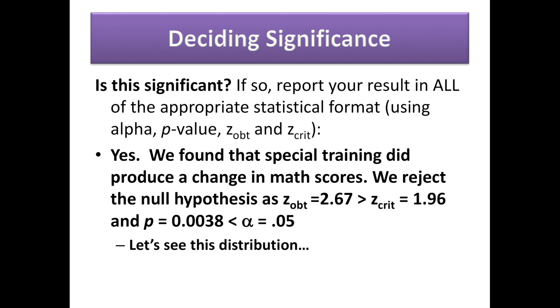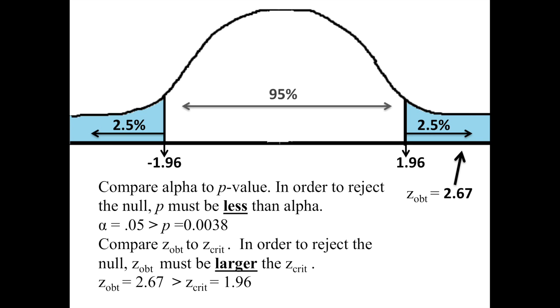Okay, so the answer is yes. We did find that special training did produce a change in math scores. So we're going to reject the null hypothesis, as our z obtained equals 2.67, which is greater than our z crit, that critical region of 1.96, with a p-value of 0.0038, alpha set at 0.05. So let's take a look at what this looks like graphically.